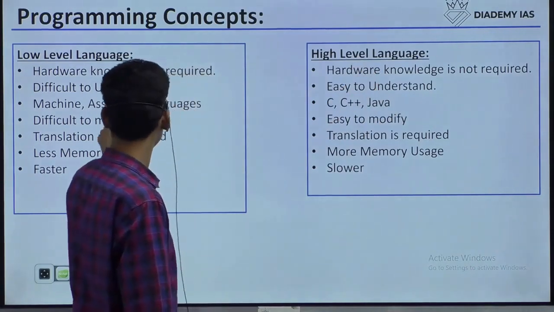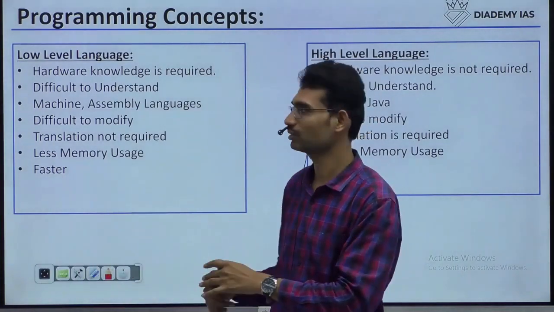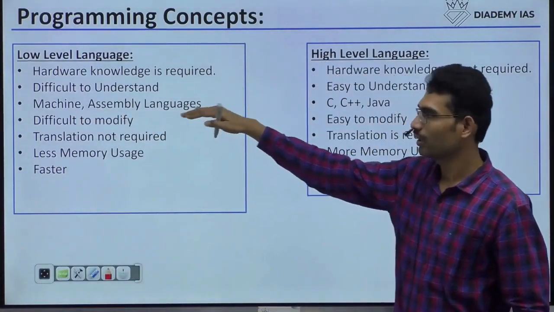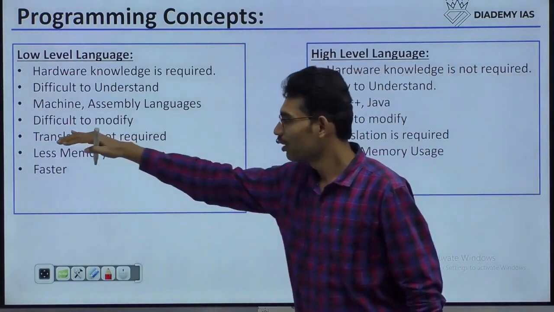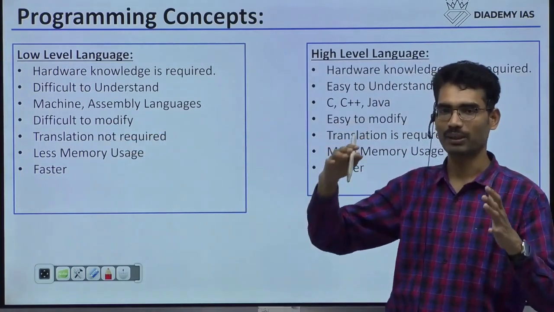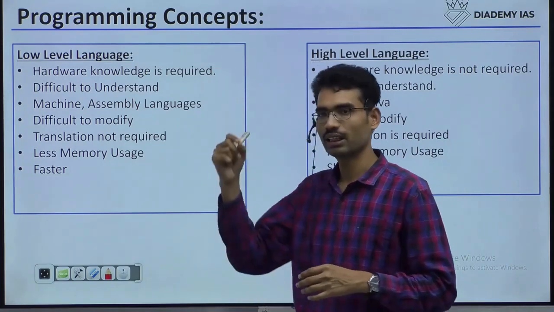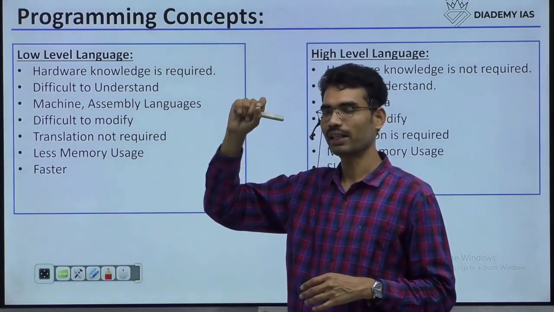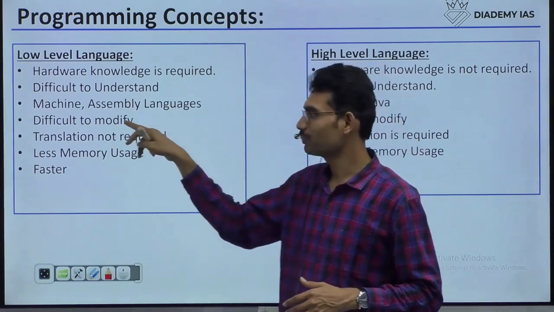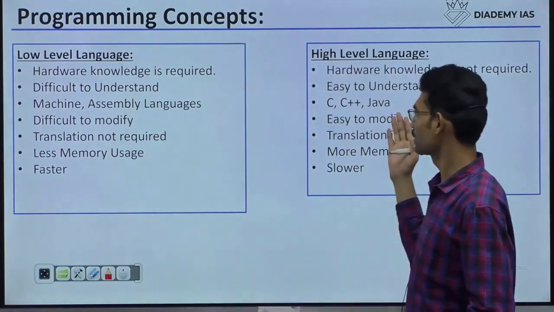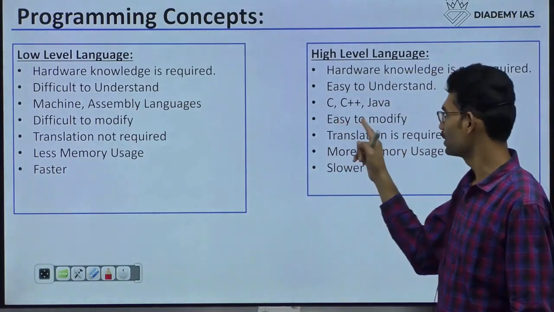That is high level. Machine and assembly languages, the beginning stage, first generation, second generation, they were examples of low level. C, C++, Java, Python are examples of high level. Difficult to modify, because if there is any error in the program, you need to correct the program, then it becomes very difficult to interpret it line by line, exactly finding the error and correcting it is becoming difficult. When it comes to this, it is like normal English, you can see the code and you can easily correct it. Easy to modify.